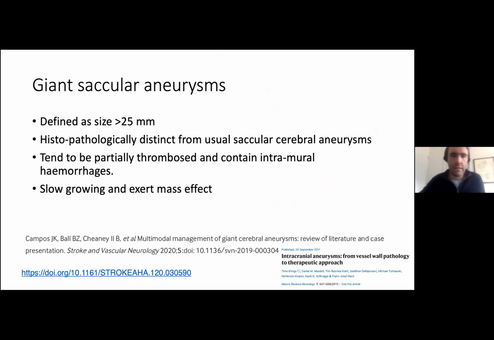Okay, so I was going to talk a little bit now about giant aneurysms. So giant aneurysms are big aneurysms, which are defined as above 25 millimeters. So we see them fairly often.